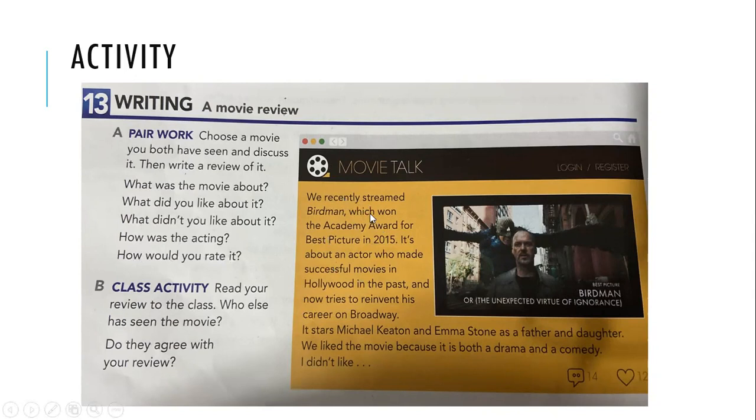And as you can see in this example, they're using the relative pronouns, the main clauses, and the relative clauses. For example, we recently streamed Birdman, which he is going to give us information about the movie, which won the Academy Award for Best Picture in 2015. What was the movie about? He says, it's about an actor who made successful movies in Hollywood in the past and now tries to reinvent his career on Broadway. And well, you get the idea.